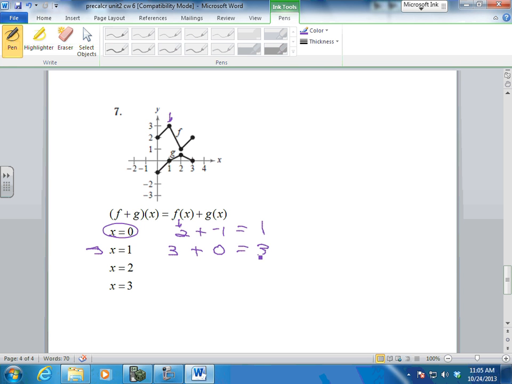For the first one, when x is 2, what's the value of my f function? 1. Everybody see that? When x is 2, there's the 1. When x is 2, what's the value of my g function? Yeah, like 0.5. We would have to estimate to be 0.5. Okay. When x is 3, what's the value of my f function? 2. And when x is 3, what's the value of my g function? 0. Okay. So you can do this? All right. That was not bad, right?